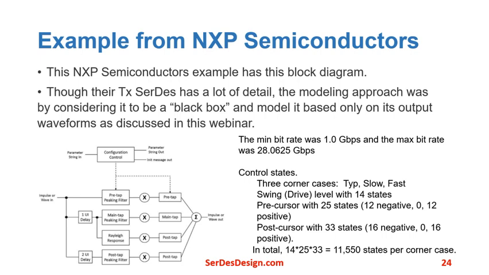The minimum bit rate was 1 gigabits per second, and the maximum bit rate was 28.0625 gigabits per second. And there are various control states. 3 corner states were included. The swing drive level had 14 states. The precursor had 25 states, 12 negative, 0, and 12 positive. The postcursor had 33 states, 16 negative, 0, and 16 positive. Combined, there are over 11,000 states per corner case.